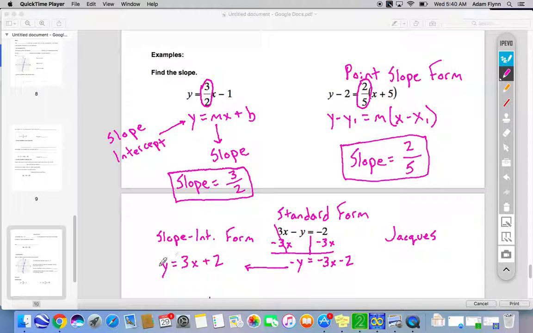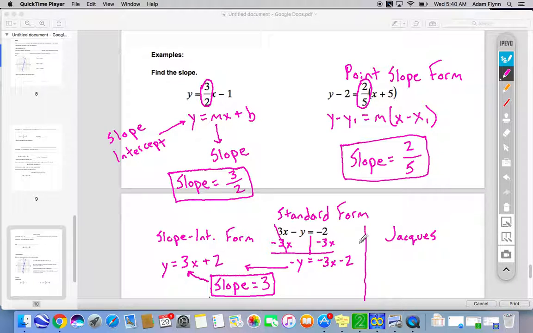So now this is in slope-intercept form, y equals mx plus b. So I know the coefficient here, so my number being multiplied by my x, is my slope. So my slope would be 3. Perfect. Now let's try the Jake's method over here.